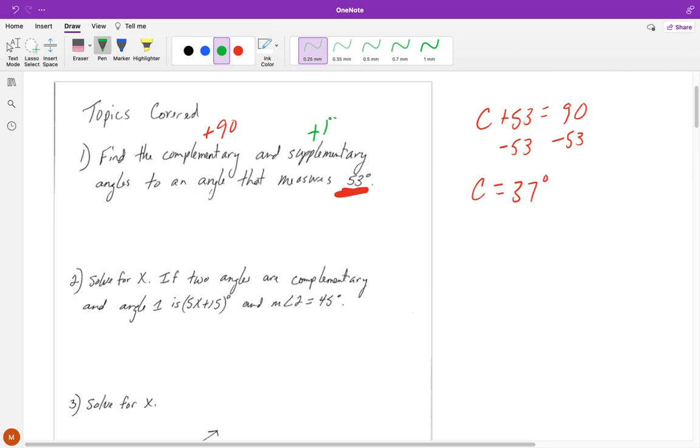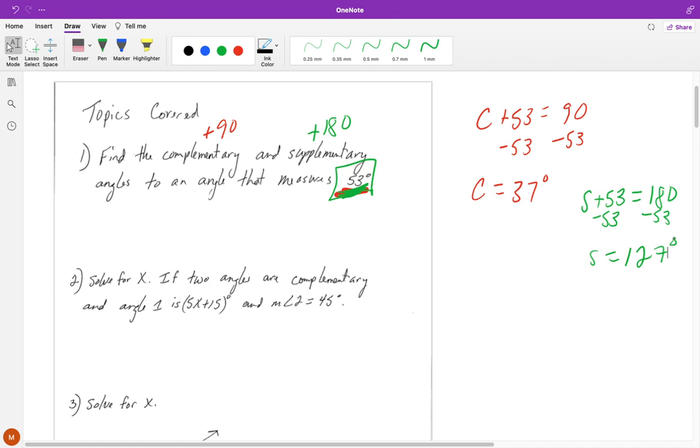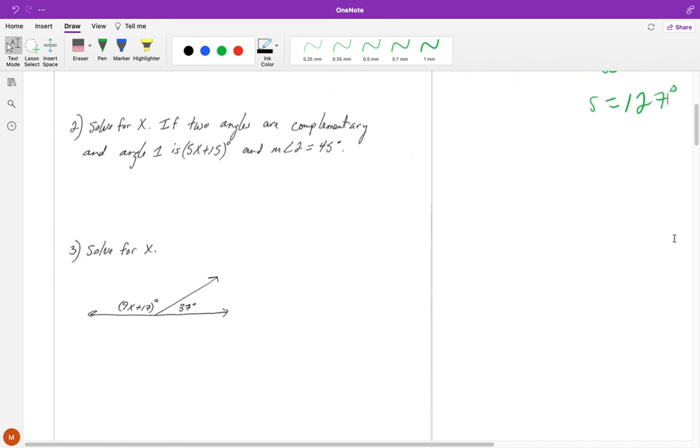Our supplementary angles add to 180, so we can say our supplementary angle plus 53, and we're using 53 because that's the angle we're asked to find the supplementary and complementary to, is equal to 180. We subtract 53. So our supplementary angle is equal to 127 degrees. All right, so you just have to know that complementary adds to 90, supplementary to 180.